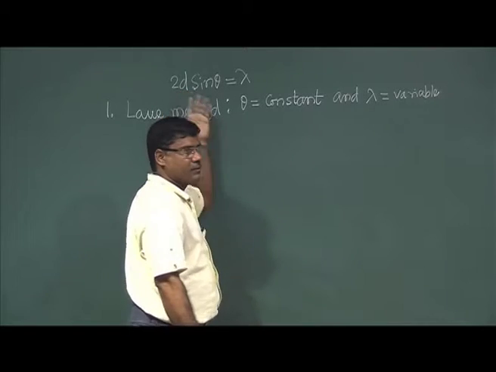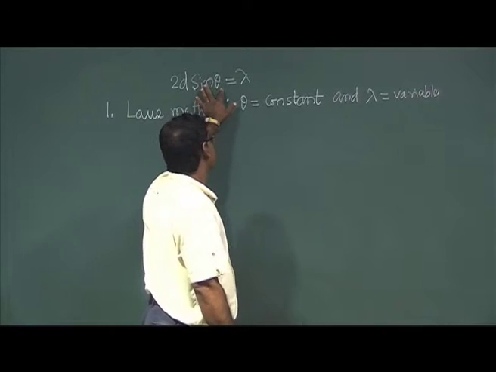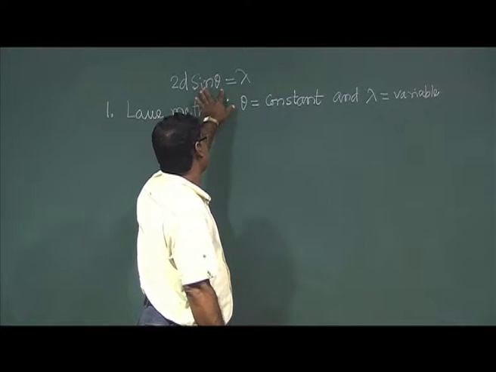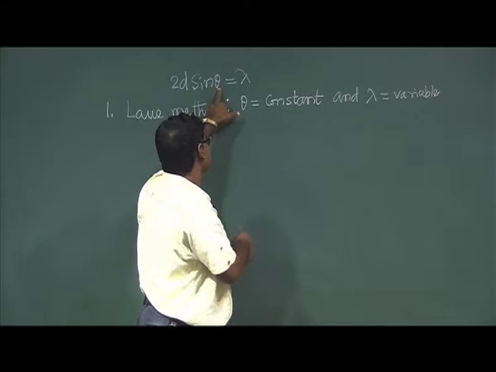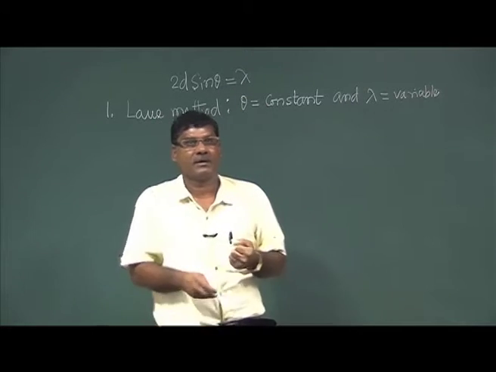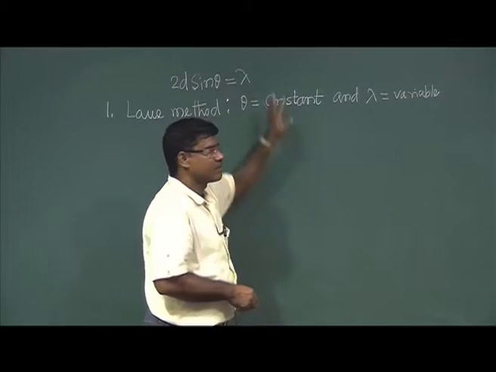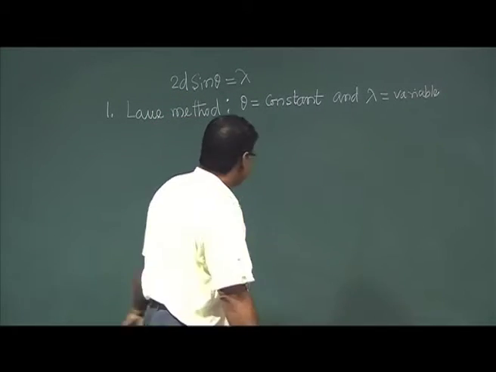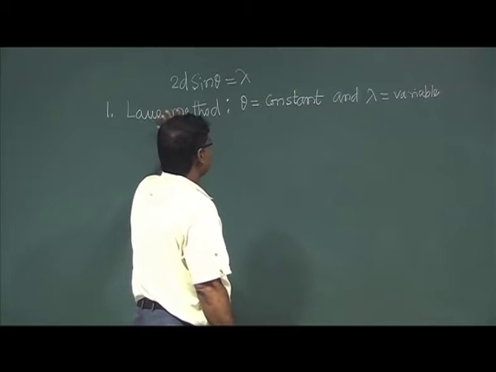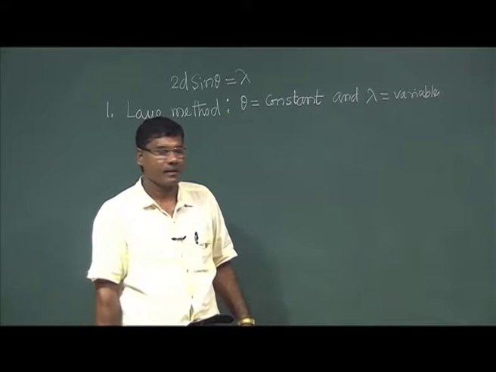So, d is there, and we want to determine basically d. For each d, theta is constant and lambda is variable, which means a suitable lambda will be selected to satisfy this Bragg condition. We need an experimental arrangement for this configuration.